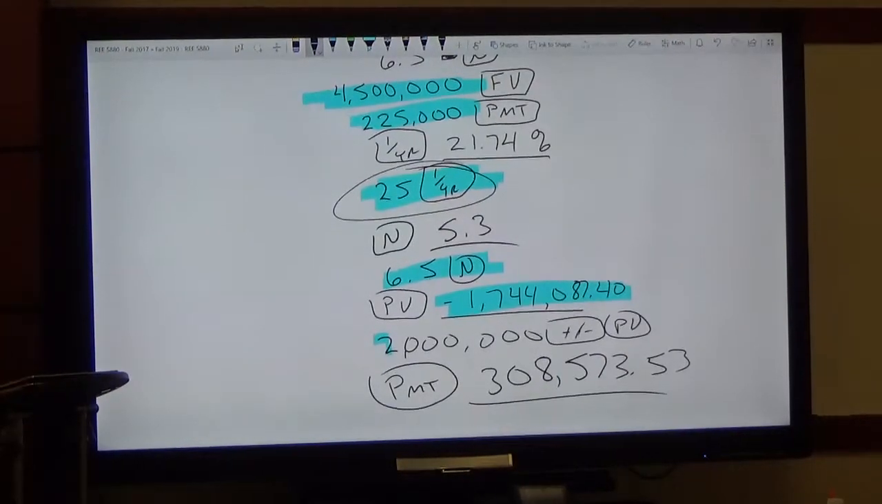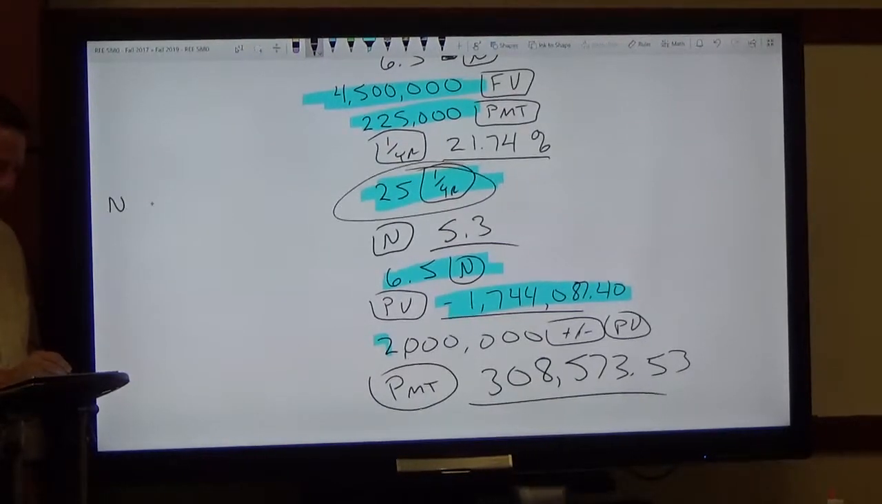Okay, so instead of getting $225,000 a year for 6.5 years, we would need to get $308,573 for that 6.5 years in order to get that 25% rate of return. Because all we're doing, if you really think about it, is we've got the term, the present value, the payment, the future value, and the interest rate. So we've got these 5 variables.